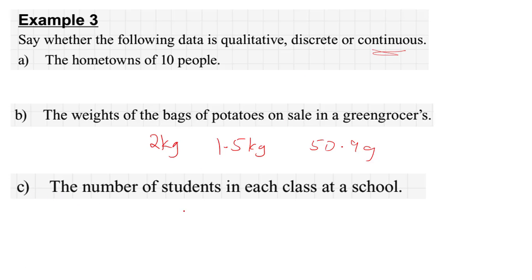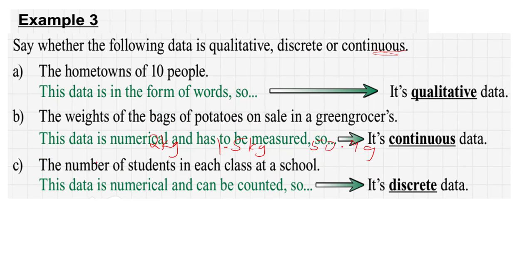For C, the number of students in each class at a school. The number of students you can only obtain by counting. So again, it's going to be discrete quantitative data. Okay. So those will be the answers to that, as they should be in the exam if you are trying them.